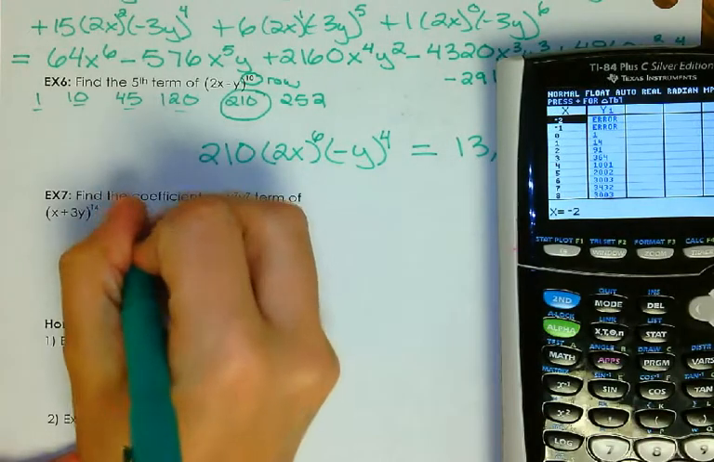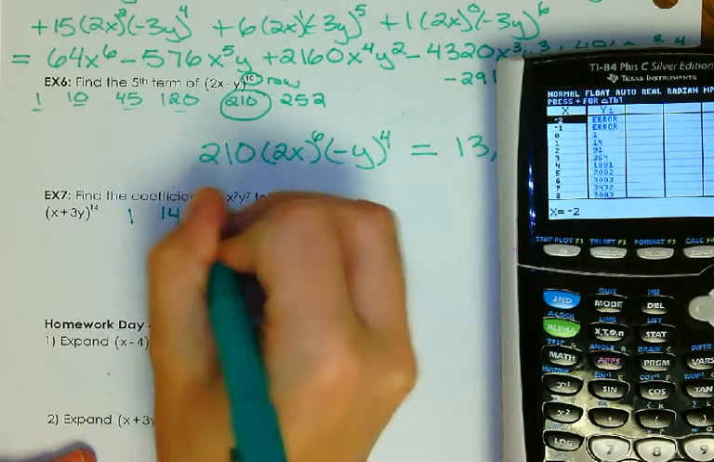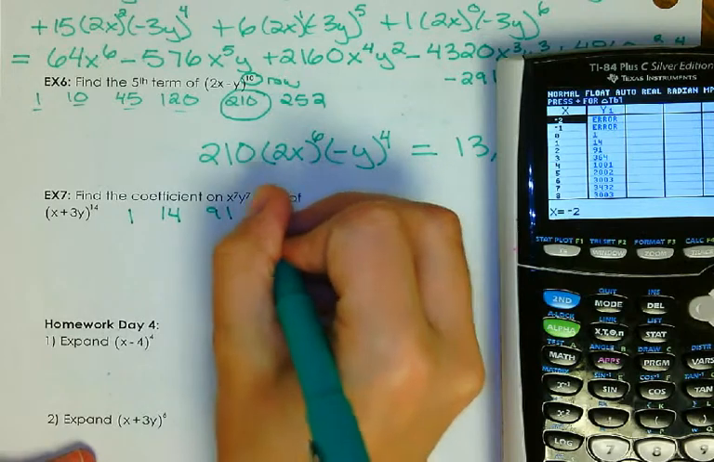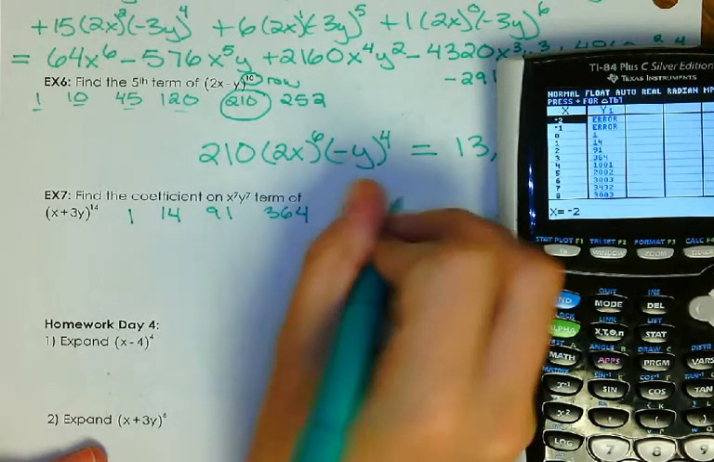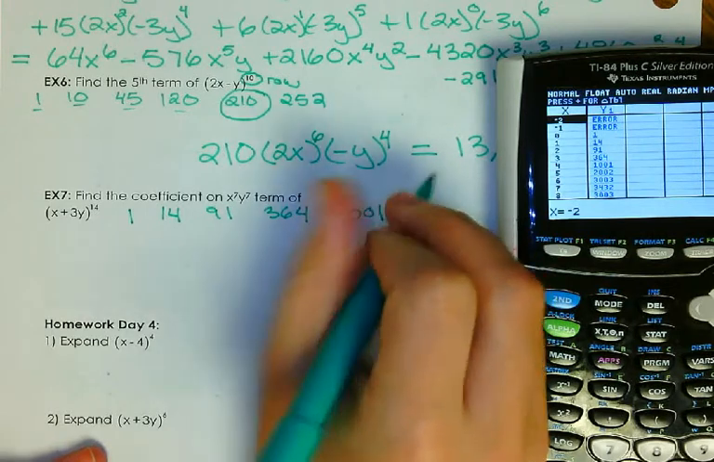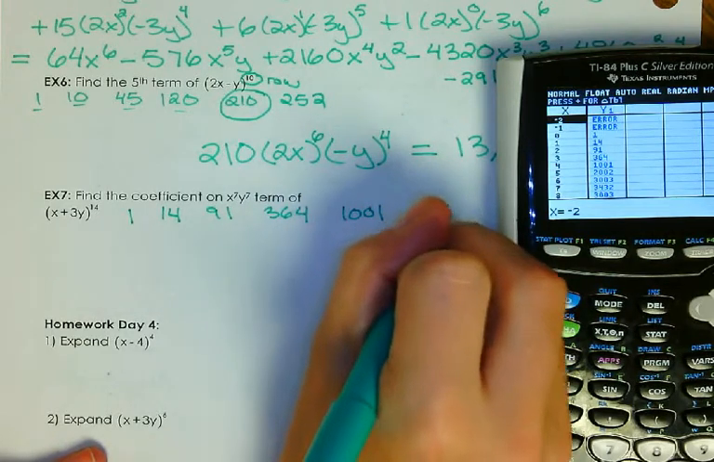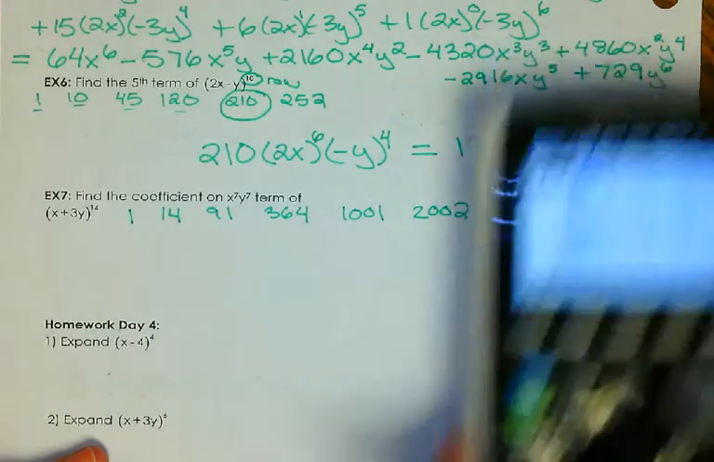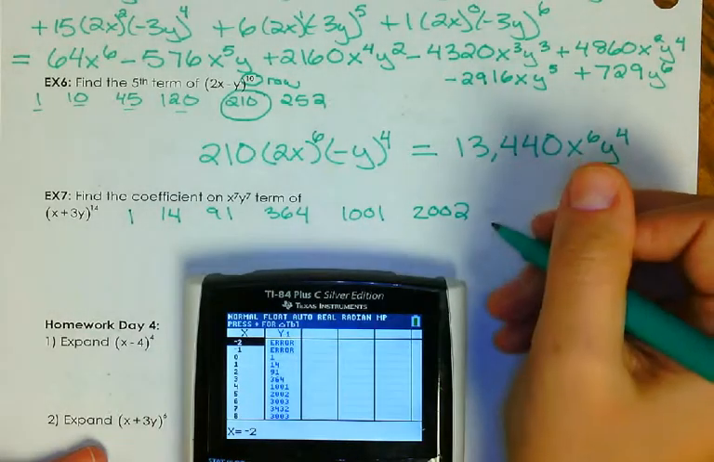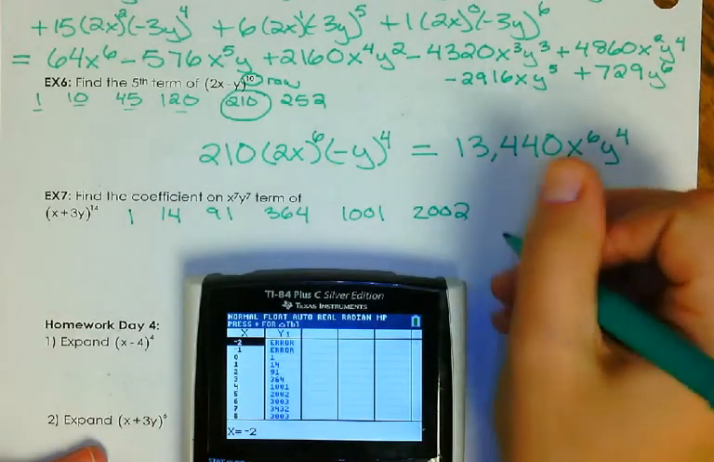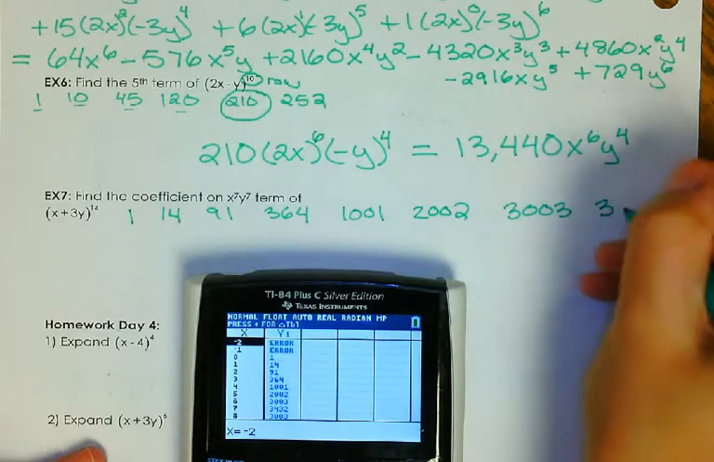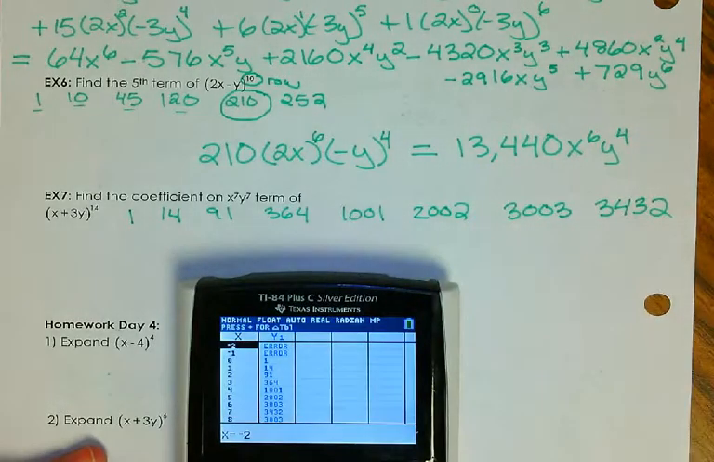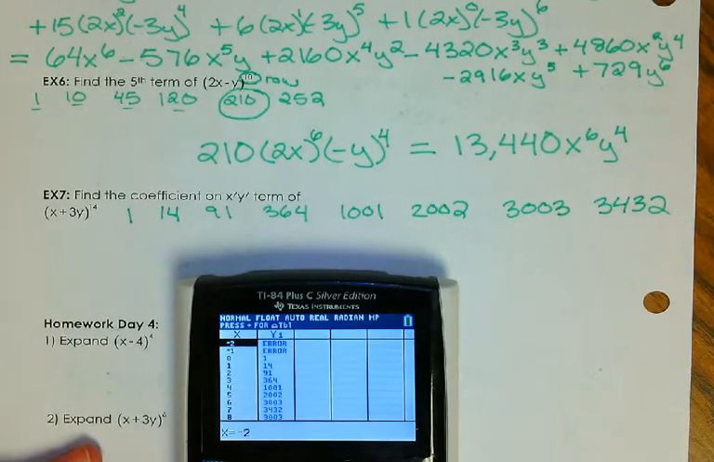I don't know if you can see. So it's 1, 14, 91, 364. Again, I like to write them down. You might, since you have your calculator there, be able to count them from there. 2002. After 2002 comes 3003, and then 3432. Oh, I thought I was seeing a little pattern there, but okay.